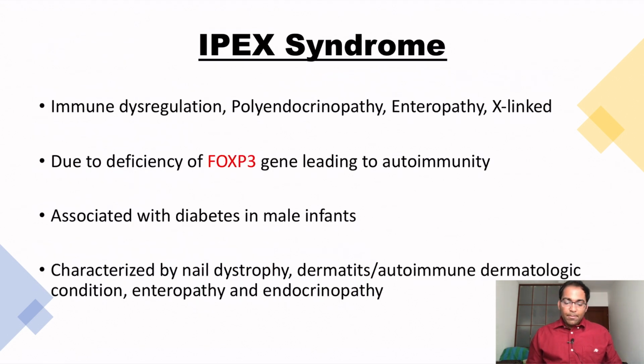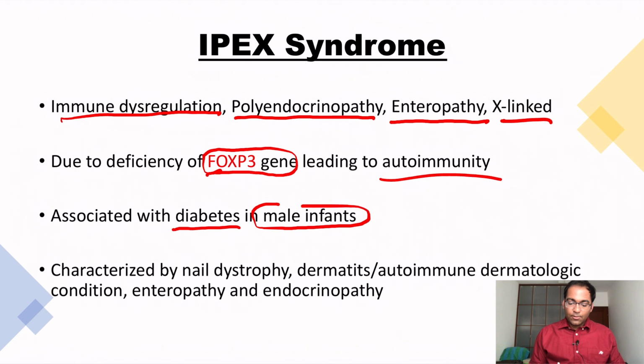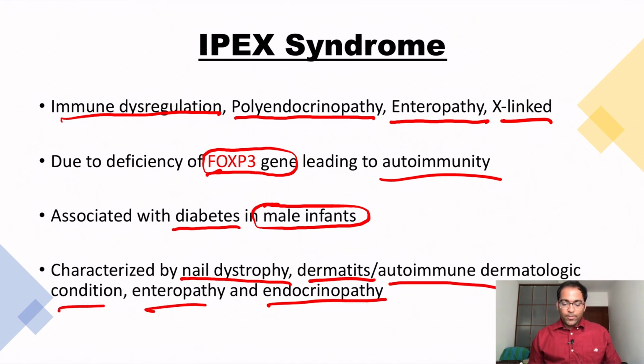IPEX syndrome. IPEX stands for immune dysregulation, polyendocrinopathy, enteropathy, X-linked. This is due to a deficiency of the FOXP3 gene. When you have a deficiency of the FOXP3 gene, it leads to autoimmunity, so this is an autoimmune disease. This is associated with diabetes in male infants. Very important. It is characterized by nail dystrophy, dermatitis, autoimmune dermatologic conditions, enteropathy and endocrinopathy.